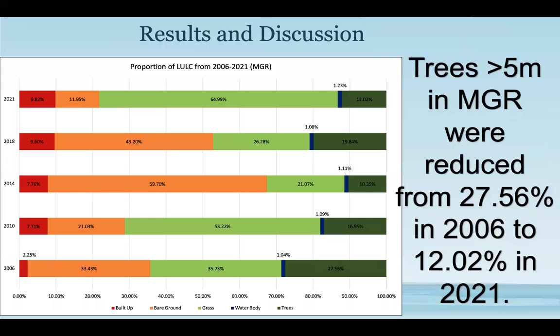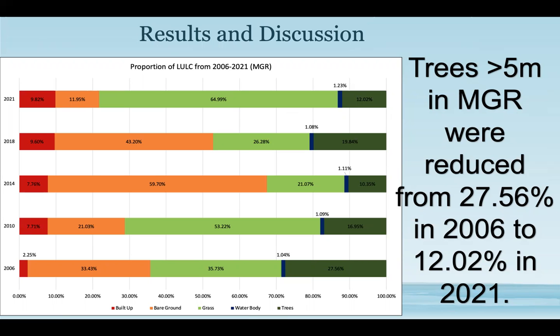So at the end of our analysis, we came up with this result, and this is just a reflection of what is happening in MGR in general. We discovered that from 2006 to 2021, vegetation has reduced, or trees greater than 5 meters in height have reduced from 27.56 to 12.02, while the bare area is on an upward trend.